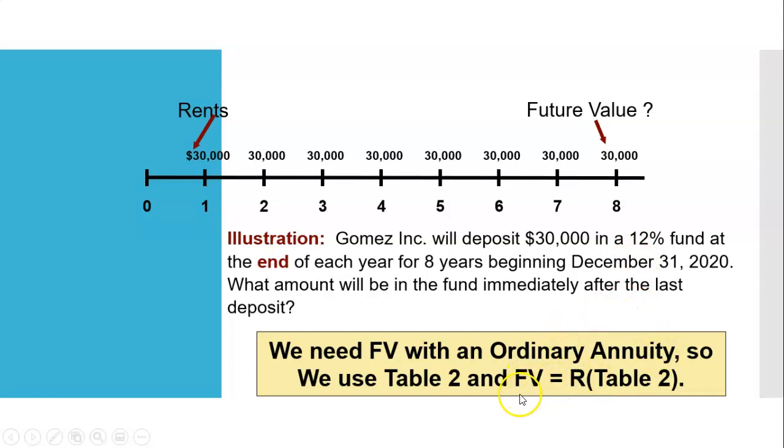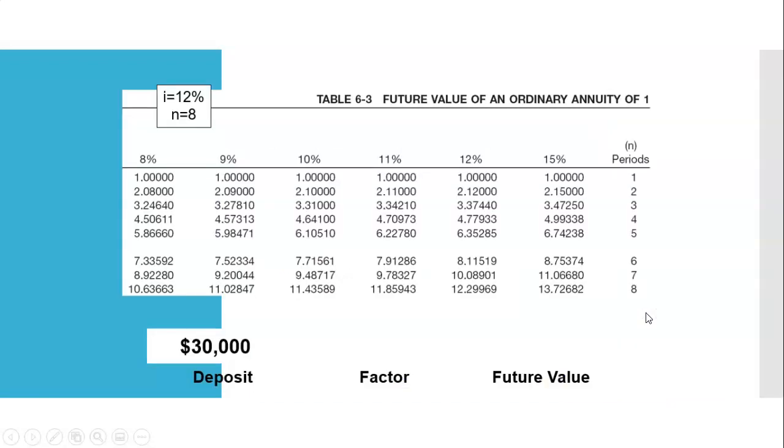So we're going to use the formula FV equals R, rents, times table 2. So here is our table 2. Our interest is 12%, so we're going to go down that column to the 8 years across. That's 12.29969. Our formula is that we're going to multiply the rents times that factor. And so 30,000 times that factor is our future value of $368,991.